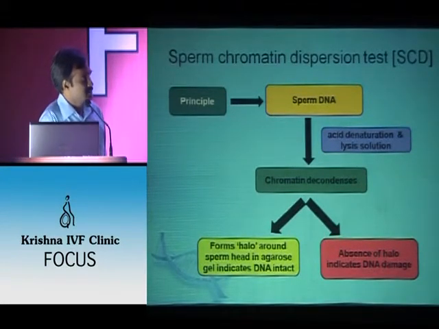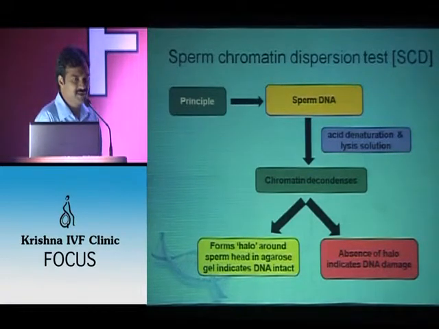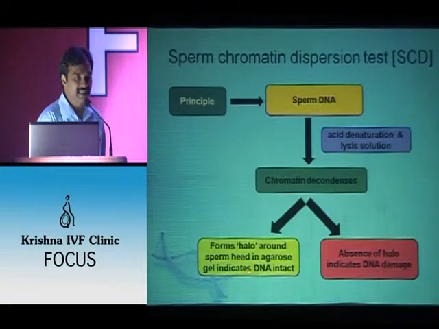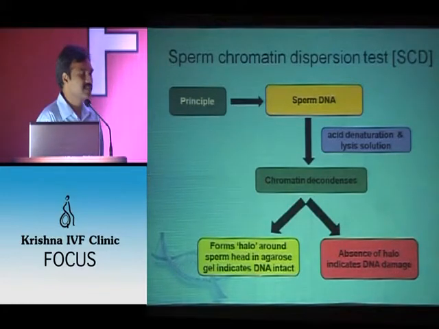So, let us see the principle of sperm chromatin dispersion test. After exposing the sperm DNA to acid denaturation and lysis solution, protamines lyse and chromatin decondenses and it forms a halo around the sperm head in agarose gel, which indicates DNA is intact in that particular spermatozoa, whereas absence of halo around the sperm head indicates damaged DNA.